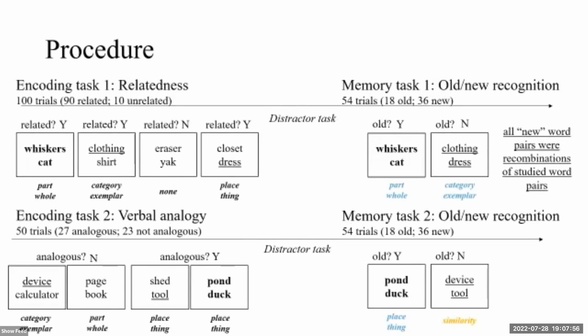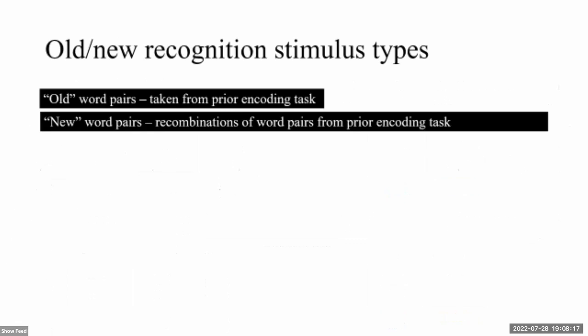And so in this recognition memory task, we had word pairs that were instantiating some of the relations that were shown during the prior encoding tasks, as well as a set of word pairs that instantiated a relation that participants were not exposed to during the prior encoding task. And in the next slide, I'll talk a little bit more about this distinction and how it relates to the structure of our task.